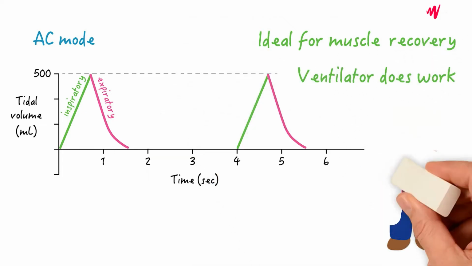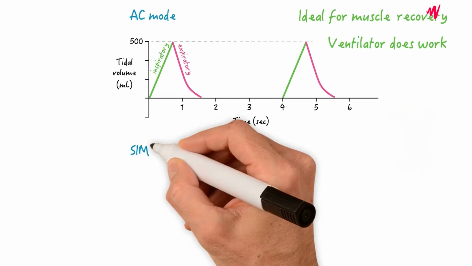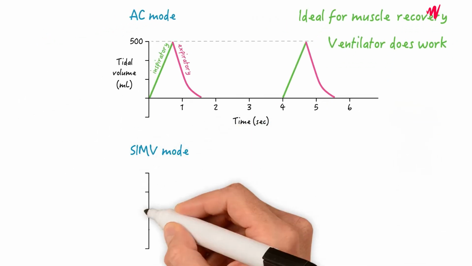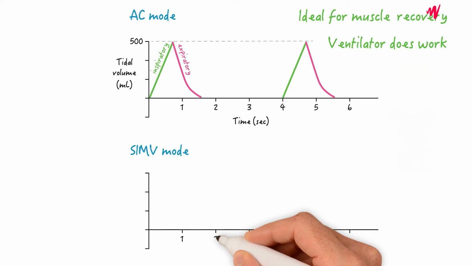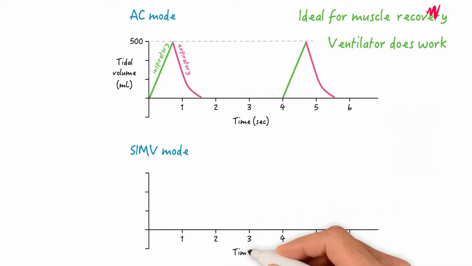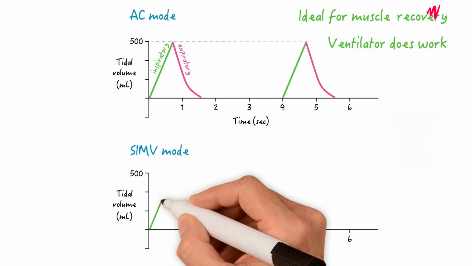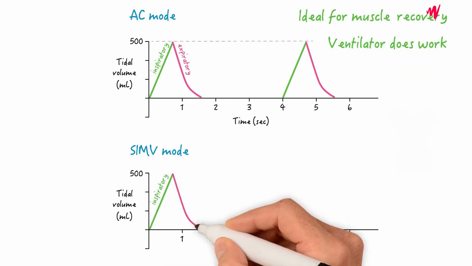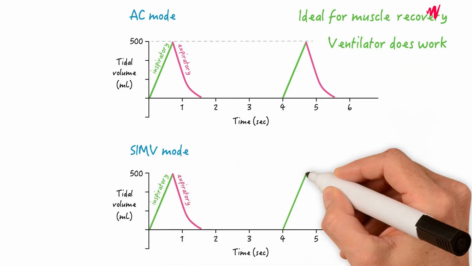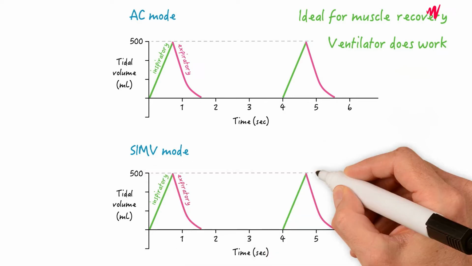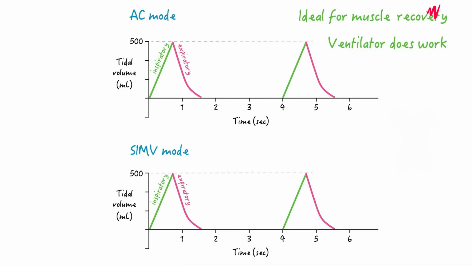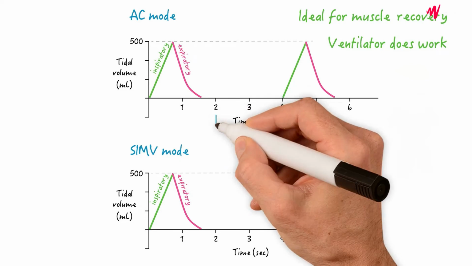So now let's compare this to the SIMV mode. In the SIMV mode, we can copy the same settings with a respiratory rate of 15 and a tidal volume of 500. And if you look closely, you'll see that a breath will be delivered every 4 seconds, just like in the AC mode. So you should be asking yourself this question. Then what's the difference?